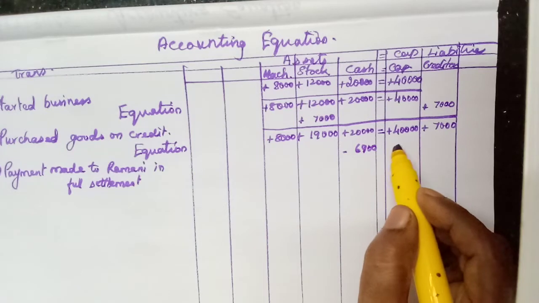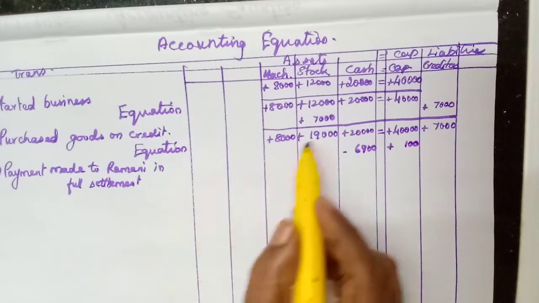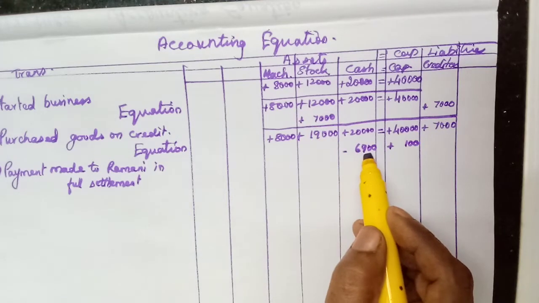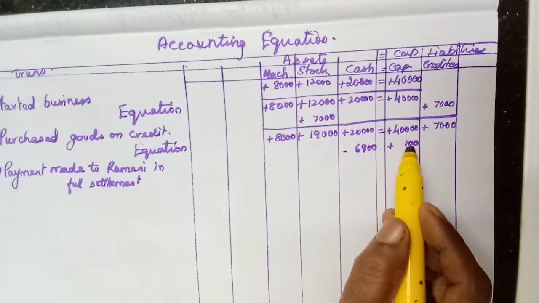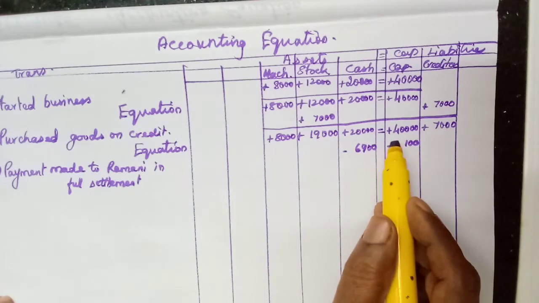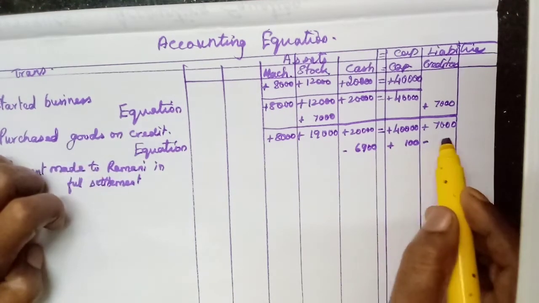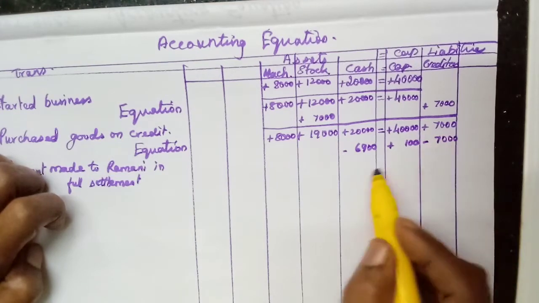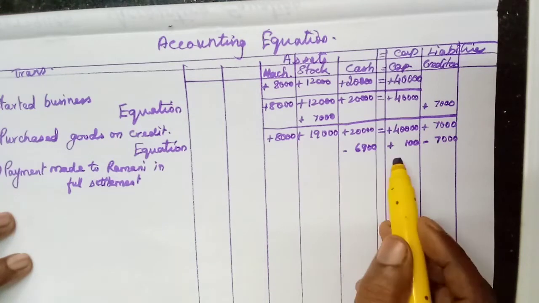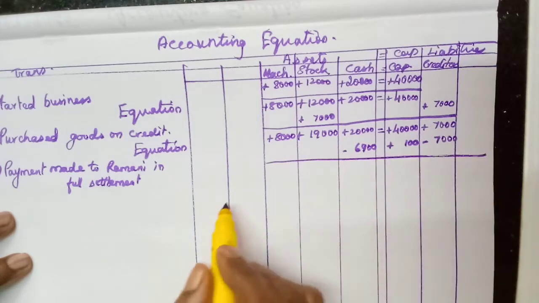But here that 100 is a gain for the capital because it is increasing. Understood now? 7,000 we need to pay to the creditor, but now we are paying 6,900 in cash. No need to pay this 100. So it is a gain for the business. So we are adding that gain along with the capital. Now in full settlement, payment made to Ramani, so that is fully paid. So this transaction affects 3 accounts: one cash, the other capital, then creditors, we are paying in full. Now we will write the equation.